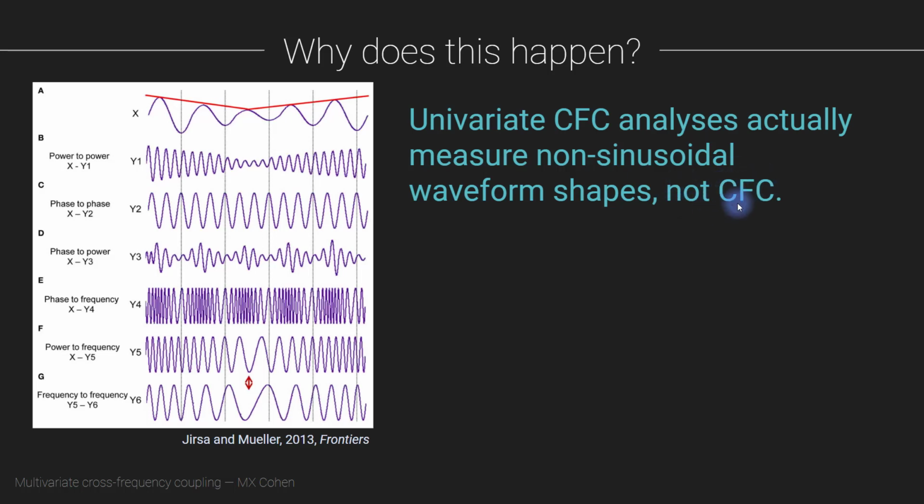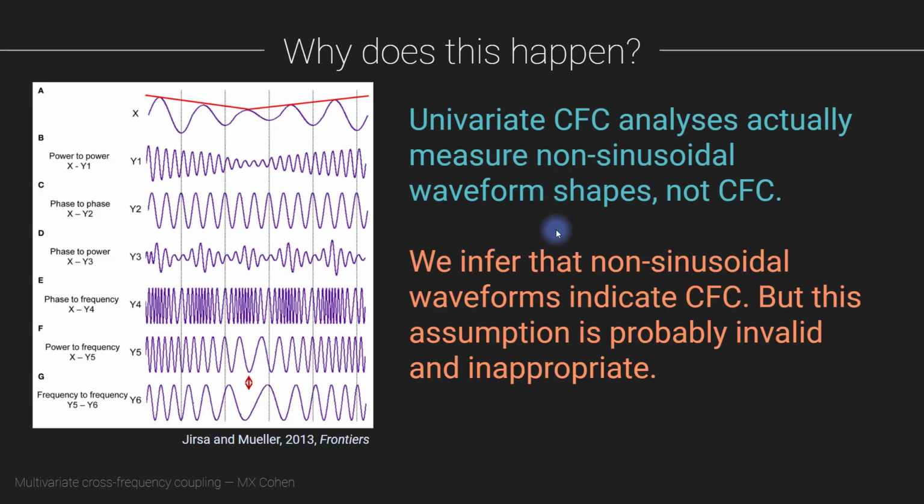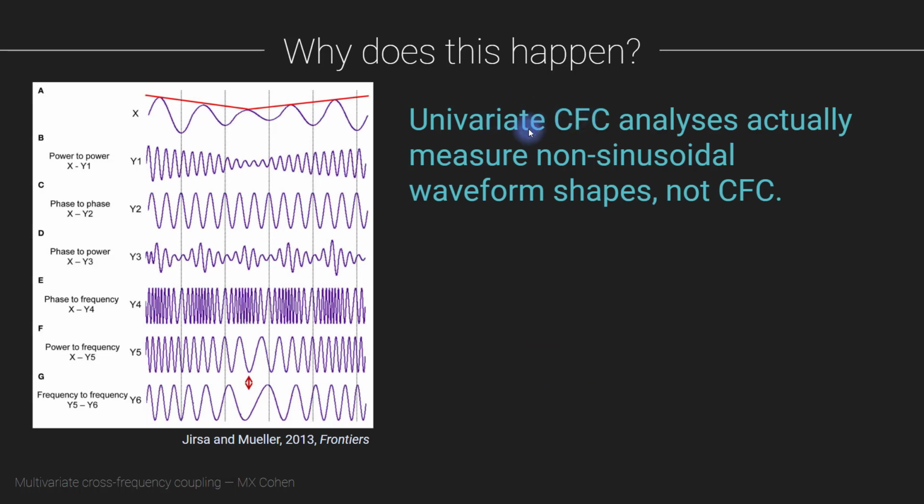If there is cross-frequency coupling, these cross-frequency coupling measures will detect it. So there is a positive case there. But if there's no true cross-frequency coupling, but there are non-sinusoidal waveform shapes, then most univariate cross-frequency coupling measures will also give a positive result. So that means that results of a univariate cross-frequency coupling analysis method can be difficult to interpret.